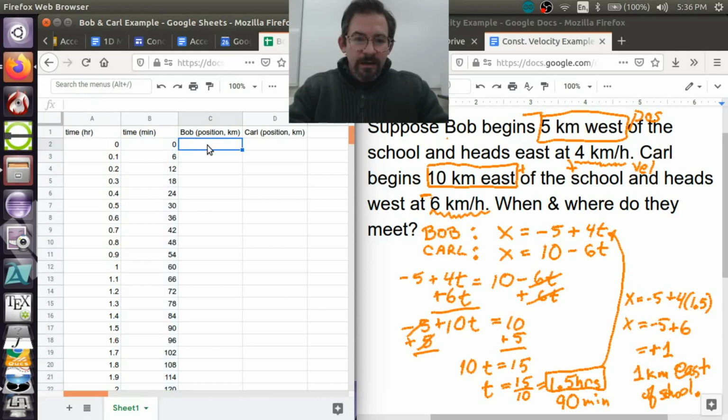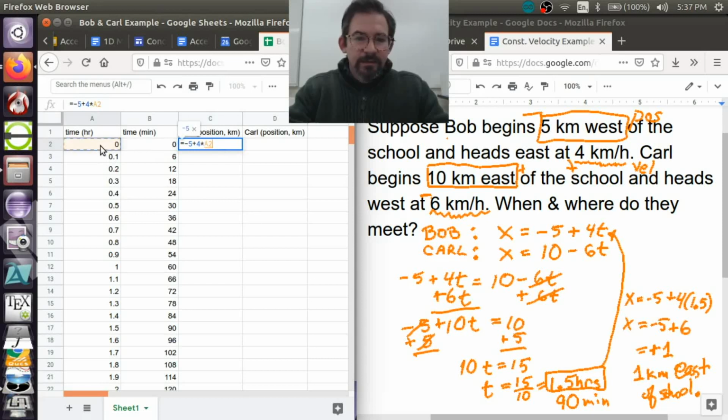That looks good. Now for Bob, let's look over here to our equation. I know that this position must equal, remember formulas always have to begin with an equal. Where does he start? -5 plus 4 times time. Time is in column A, and remember that we're talking about hours here because we have kilometers per hour. So I'm going to use the hours column, not the minutes column.